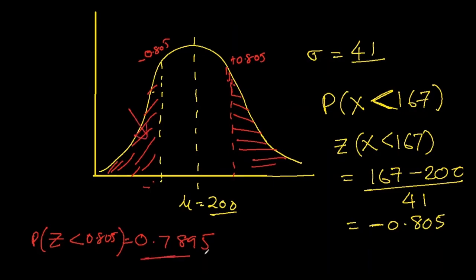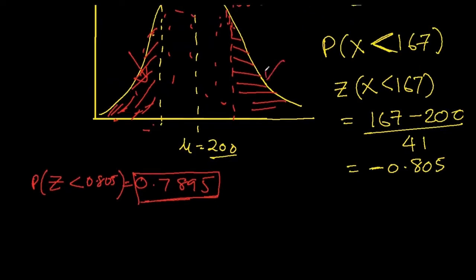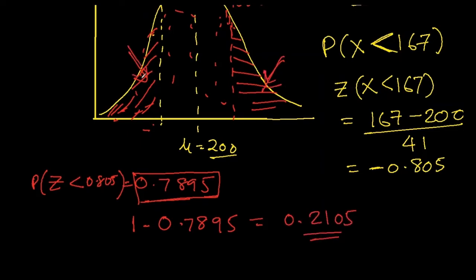But this 0.7895 is the area below this one, this whole area till 0.805. That is 0.7895 probability. So to find it for this area, we will subtract from 1 because the sum of the whole probabilities is 1. And if I do this, it will be 0.2105. That is the probability of this area, which is a reflection of the area we wanted. So this answer is 0.2105.